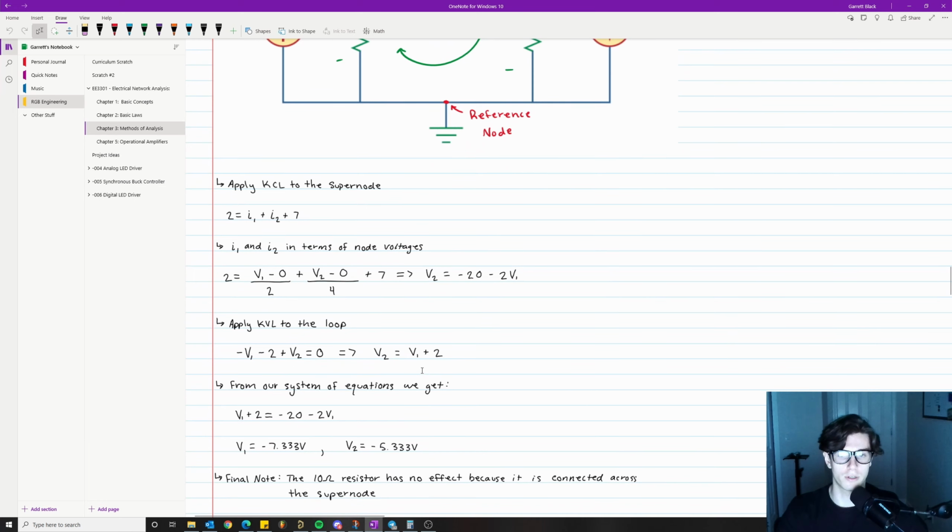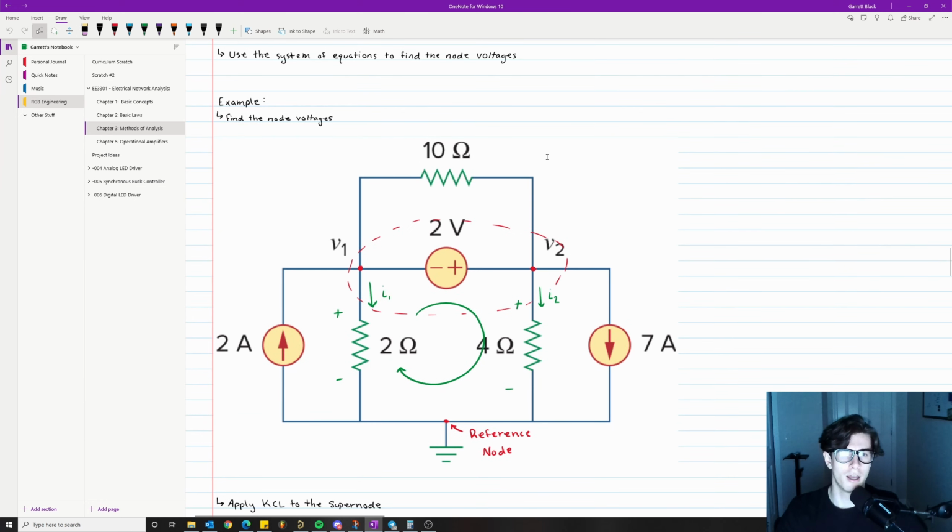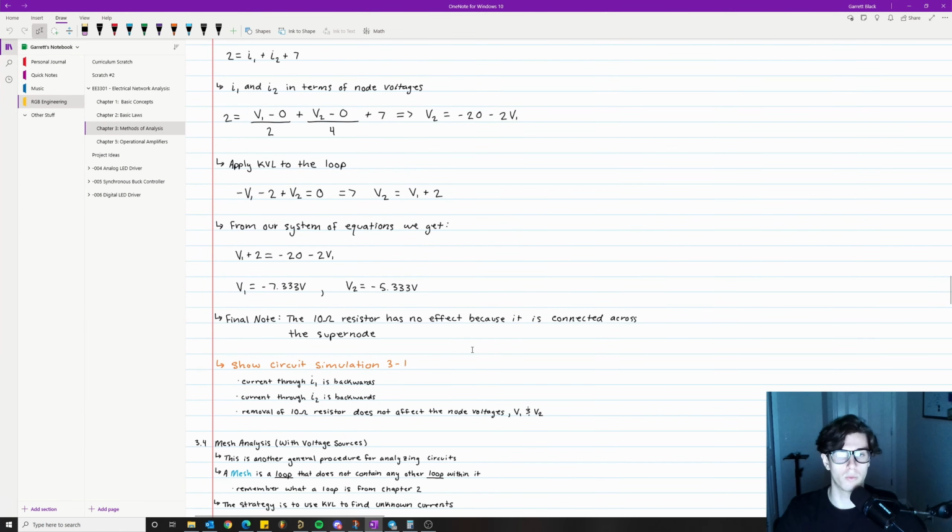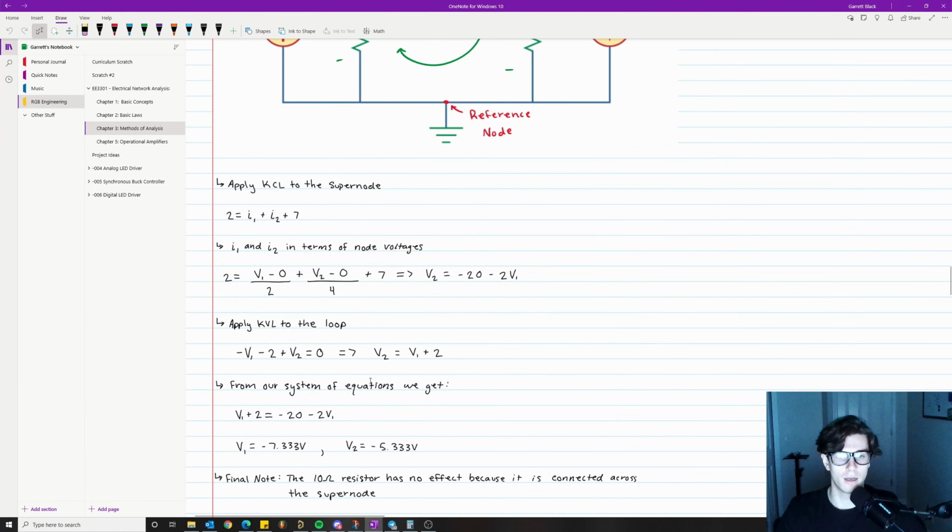So I actually have a circuit simulation I want to show you, because also you're probably confused. What about this 10 ohm resistor up here? What is that even doing? I even have a note on here. Final note: the 10 ohm resistor has no effect because it is connected across the supernode.